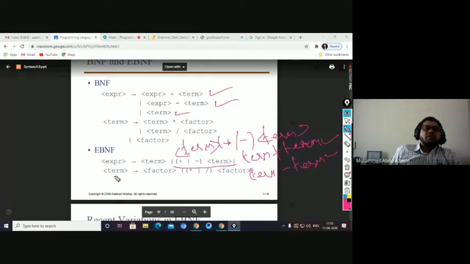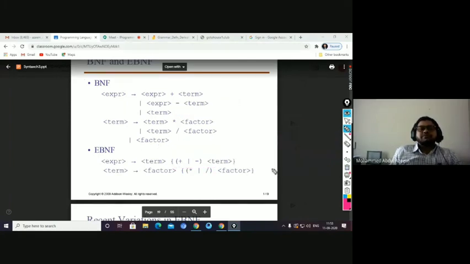Similarly, you can see for the next grammar, that is for term. So you can see term is defined to be term into factor, term by factor. We said then term can be defined as a simple factor as well, right? So these 3 statements are combined into a single statement here again, right?